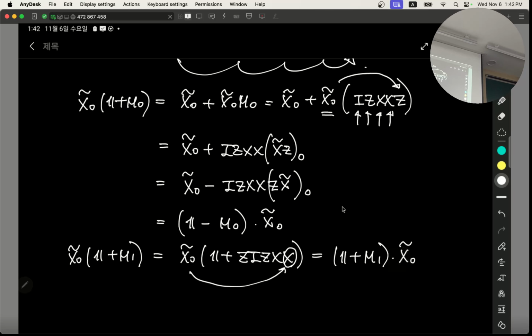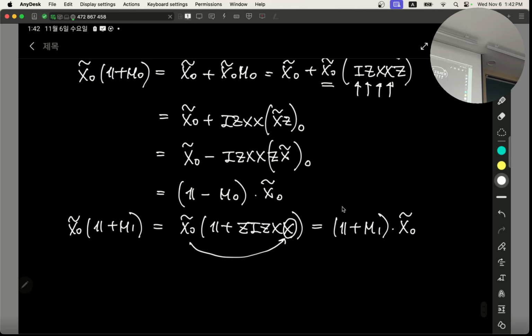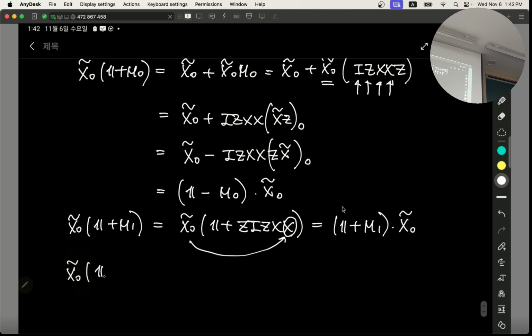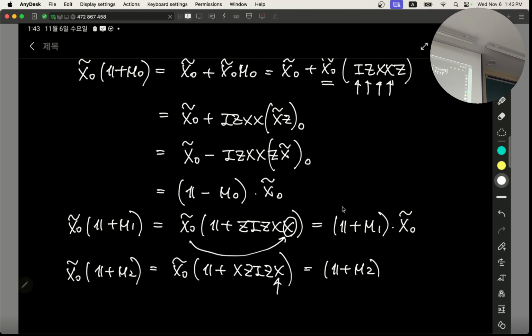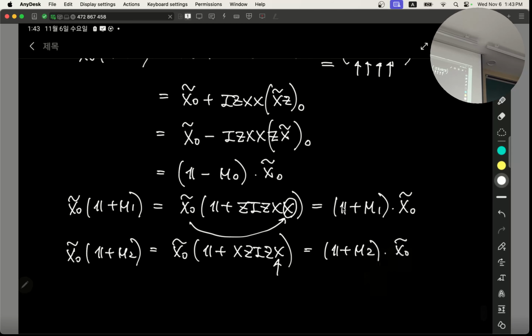How about m2? So here, x0, 1 plus m2 is x0, 1 plus x z I z x. The sign changes? No, because you still have x on the zeroth qubit. So it's the same as 1 plus m2 x0.